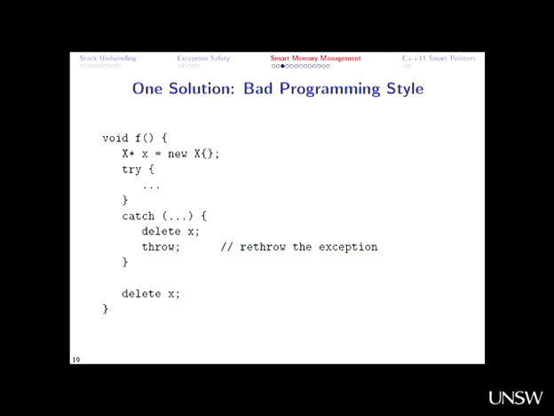Again, this is the slide that should have come earlier. A bad programming style for ensuring that you don't have this problem is this code here. Create X, try, catch, delete X, rethrow, delete X. This code is valid. Does this suffer from the double free problem? Who thinks it's got a double free problem? Anyone? Who thinks it doesn't have a double free problem?